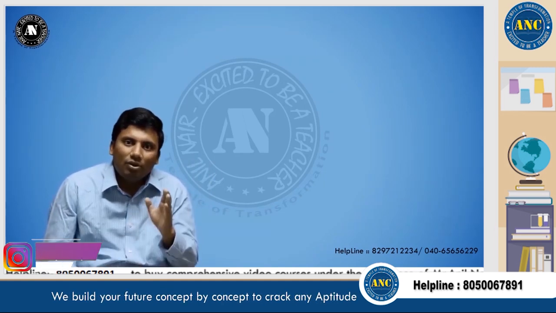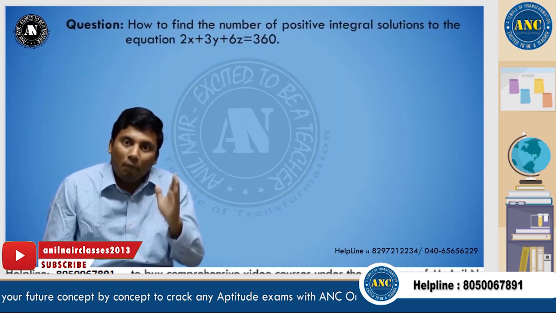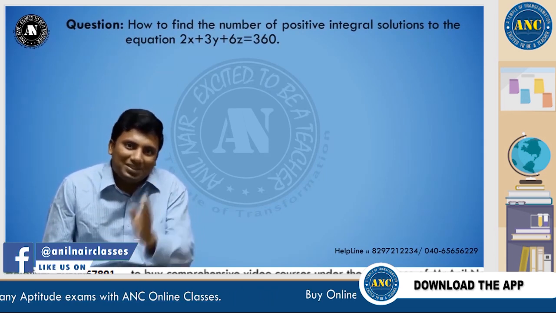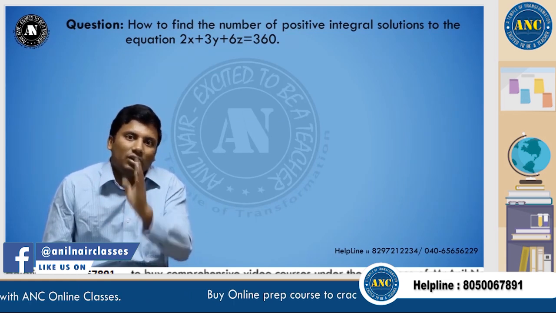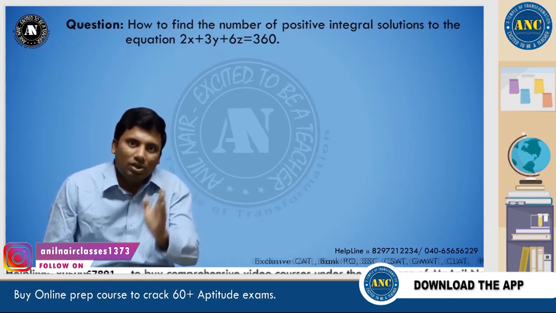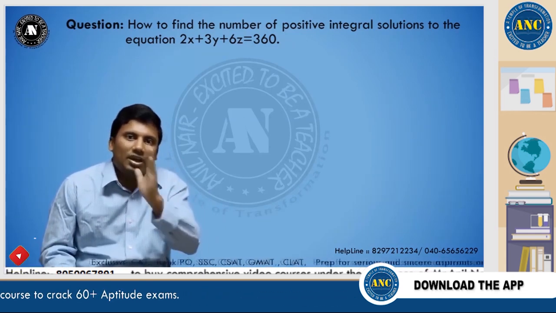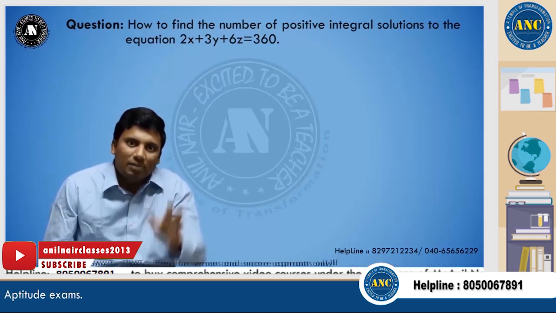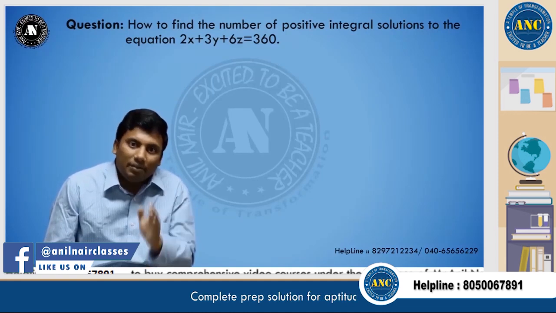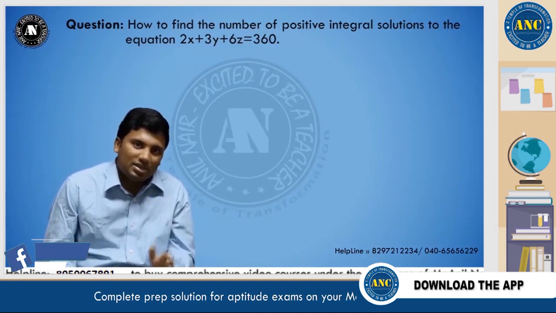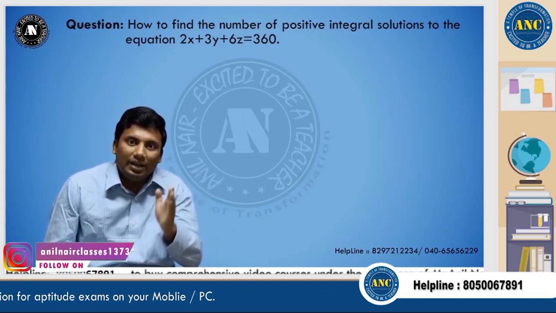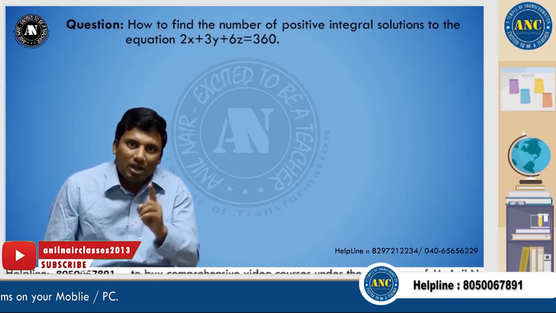Question: how to find the number of positive integral solutions to the equation 2x plus 3y plus 6z equals 360. As we already know, positive integral solutions are nothing but natural number solutions. Traditional method of solving this question. Before solving it in a traditional method, let me recap two concepts which I discussed in the old video related to integral number solutions. Concept 1.